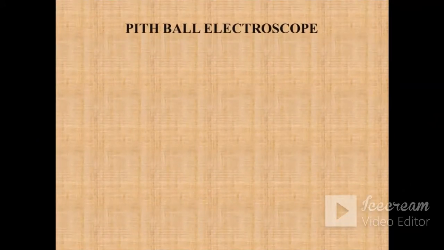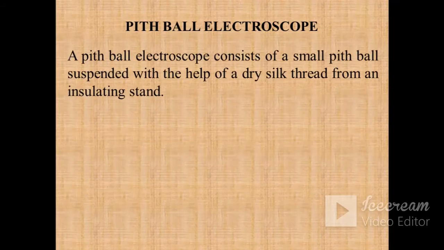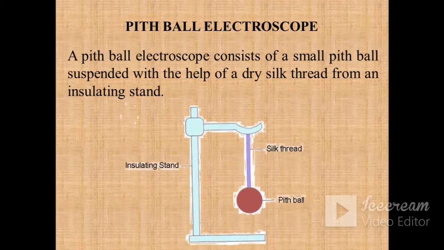So the very first electroscope that we are going to discuss is the pith ball electroscope. A pith ball electroscope consists of a small pith ball suspended with the help of dry silk thread from an insulating stand like this. So this is the insulating stand. The insulating stand is used so that the charge will not flow from the pith ball to the ground. This is the silk thread, because silk thread cannot be charged easily, that is why silk thread has been used, and this is the very small pith ball.